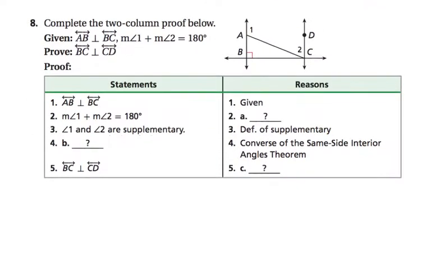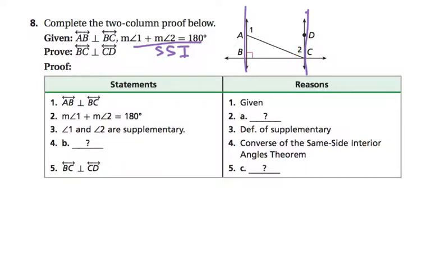The next one here, they want you to complete the two-column proof, given that AB is perpendicular to BC, which it is with that red box there. And then 1 and 2 are 180. And so hopefully you can kind of see that 1 and 2 very much look like same side interior angles if we were to say that AB and DC are parallel. So we are going to prove that BC is perpendicular to CD. So BC is on the bottom there and CD is on the right. So we're trying to get to this piece here where this is 90 degrees.